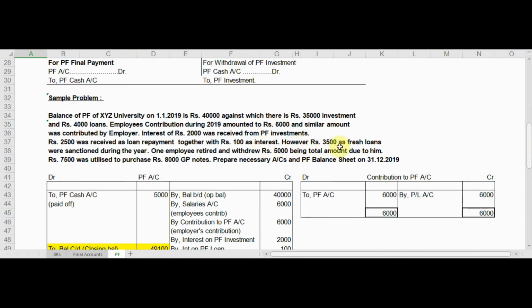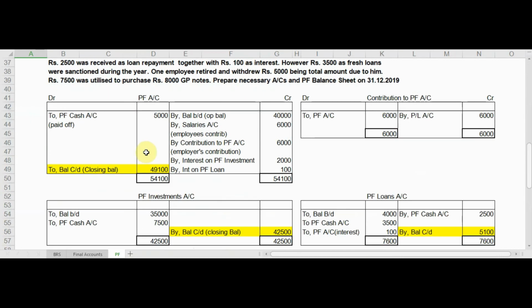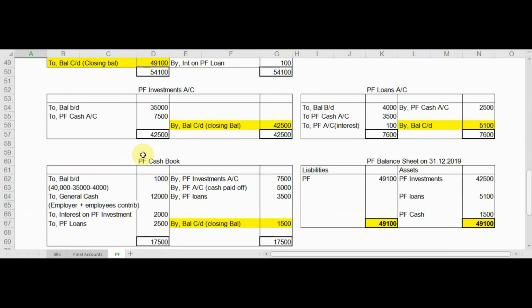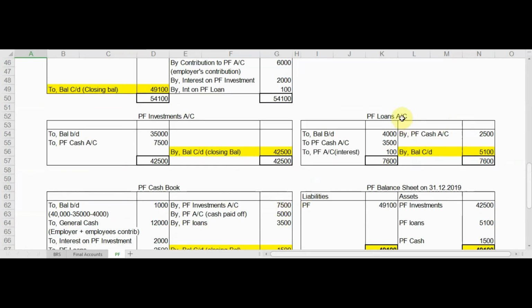However, rupees 3,500 as fresh loans were sanctioned during the year. When loan is sanctioned, entry is PF loans account debit to PF cash. So PF cash is credited by PF loans 3,500. PF loans account debit to PF cash 3,500.